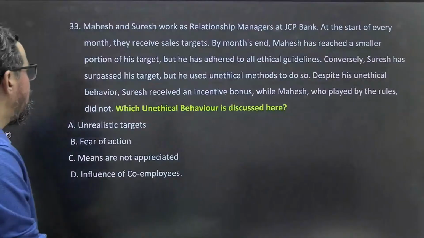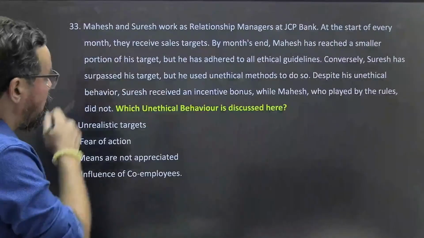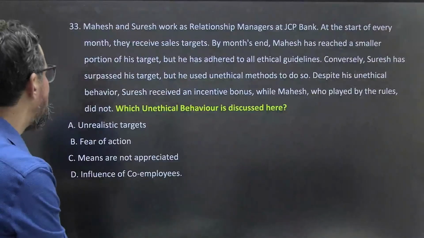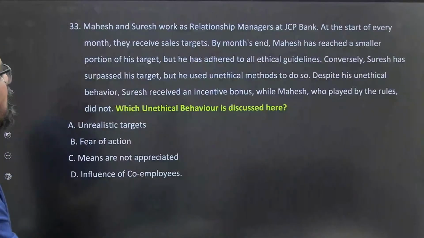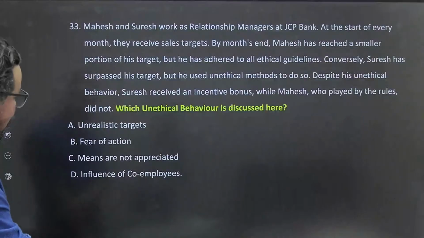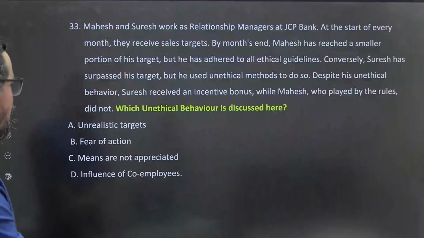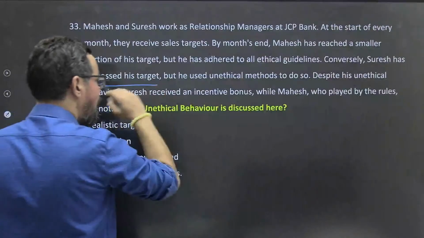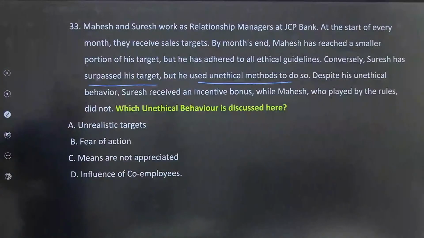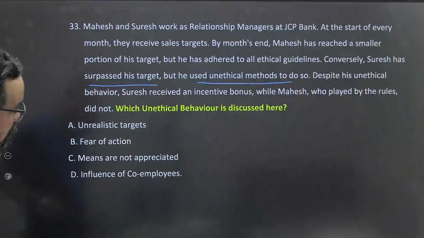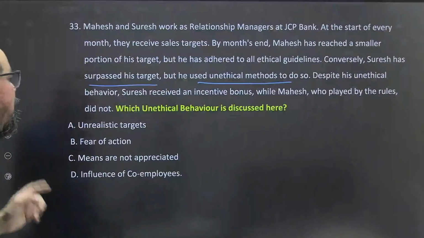Next one: Mahesh and Suresh work as relationship managers in JCP Bank. At the start of every month, they receive a sale target. By month end, Mahesh has reached a smaller portion of his target, but he has adhered to all ethical guidelines. Conversely, Suresh has surpassed his target, but he used unethical methods to do so. Despite this unethical behavior, Suresh received an incentive bonus, while Mahesh, who played by the rules, did not. Unethical behavior is discussed here.